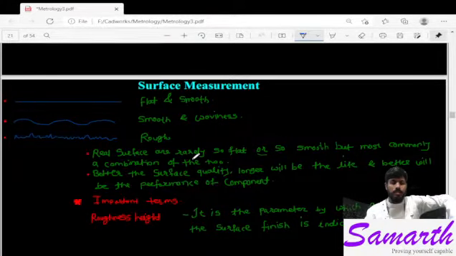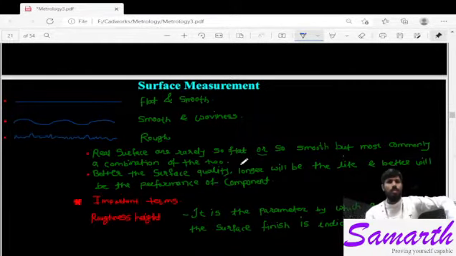Real surfaces are rarely so flat or so smooth, but most commonly a combination of two. It will be a combination of smooth and flat, or rough surface, or wavy surface.